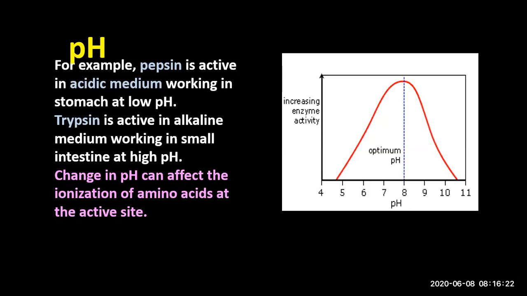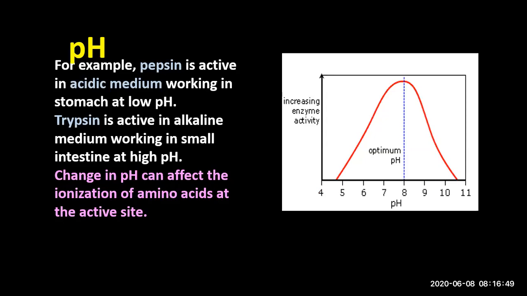While there is another enzyme, trypsin. Why am I giving an example of pepsin and trypsin? Both these enzymes are digesting protein. Pepsin also digests protein, trypsin also digests protein. But pepsin is active in acidic medium, trypsin is active in alkaline medium, basic medium. Pepsin is present in stomach, while trypsin is present in small intestine.